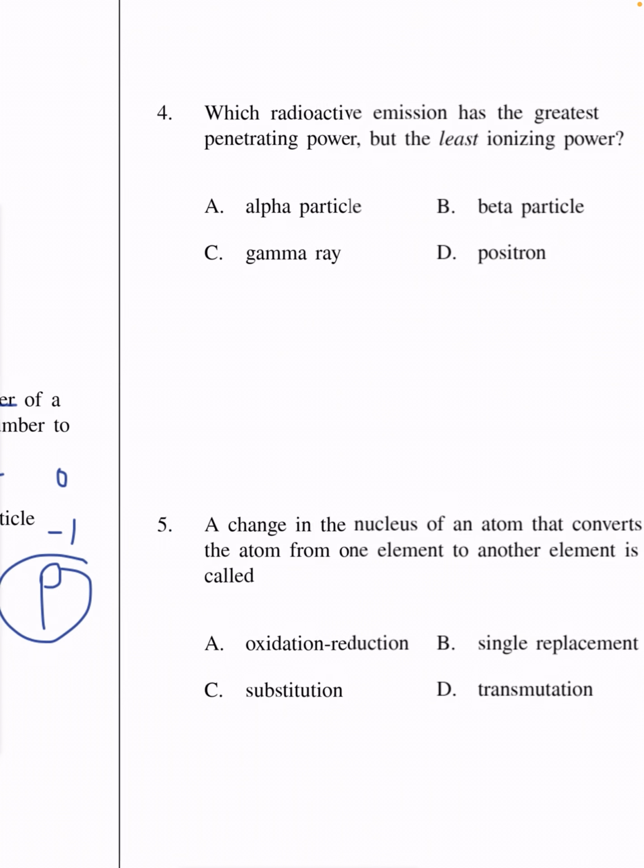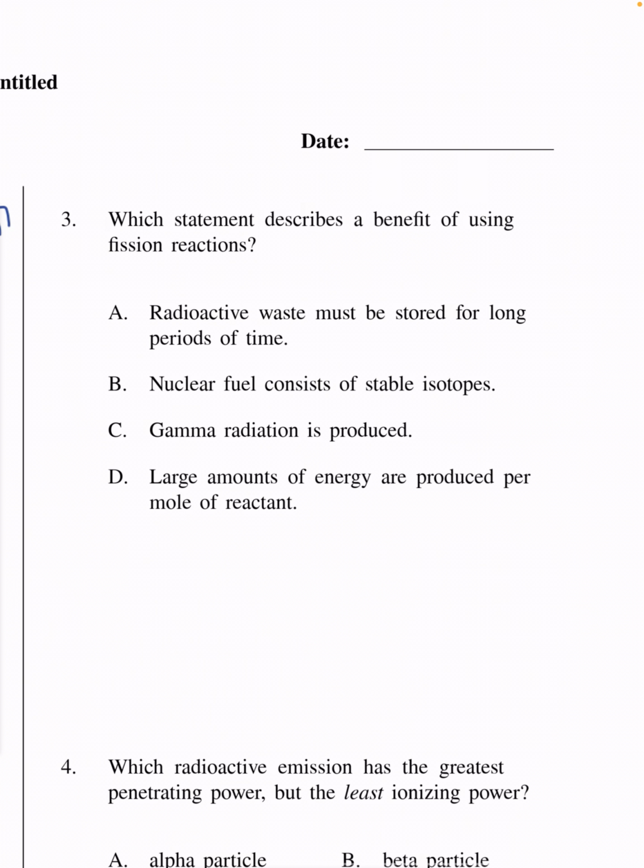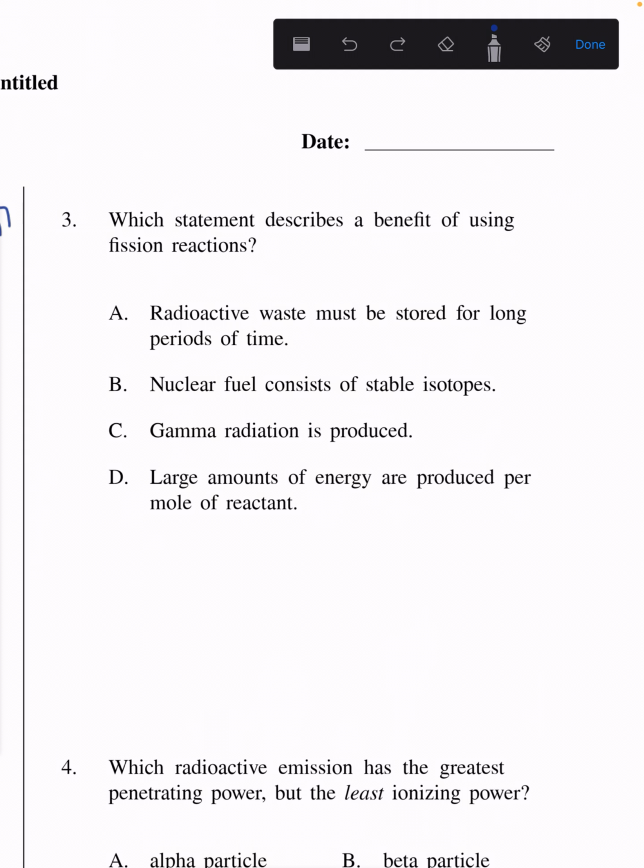Next question, question number 3. Which statement describes a benefit of using a fission reaction? Radioactive waste, we didn't talk about waste. Nuclear fuel consists of stable isotopes. Gamma radiation is produced. A large amount of energy is produced per mole of reactant. That is the one we are looking for.